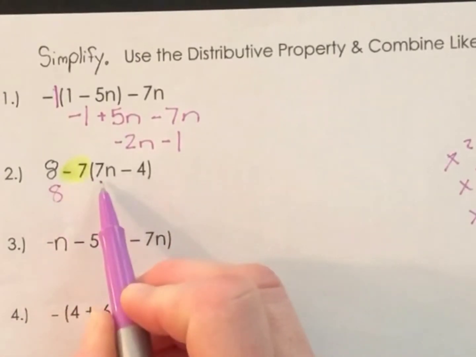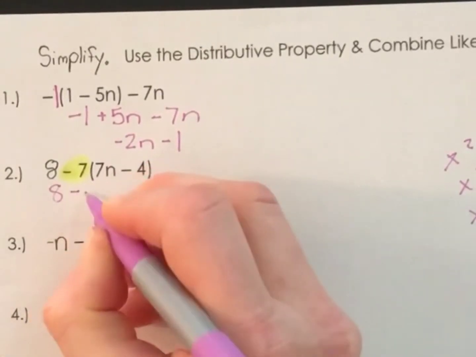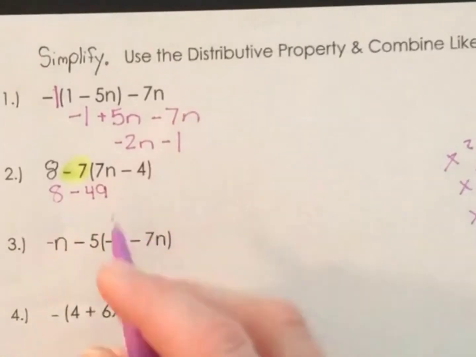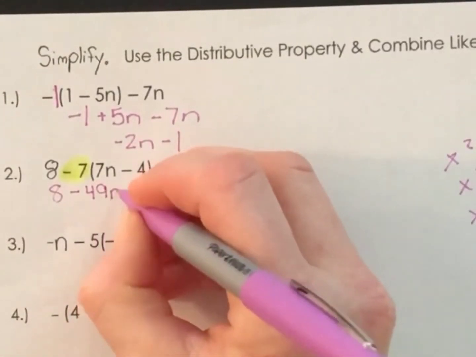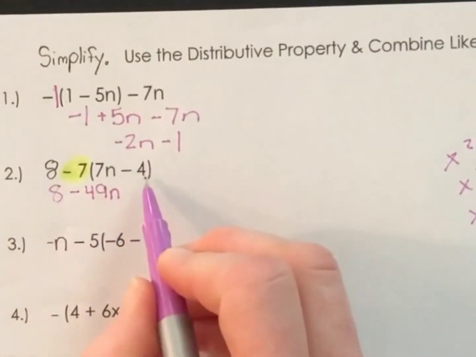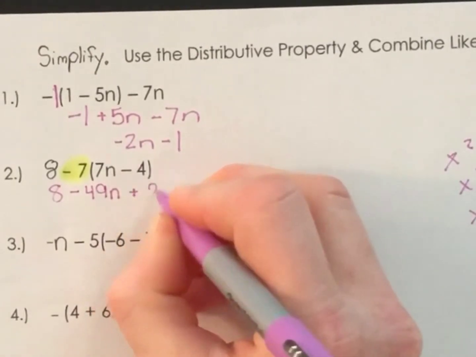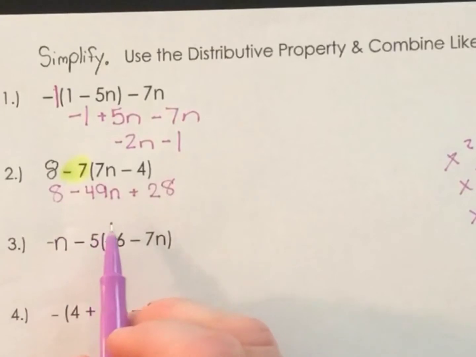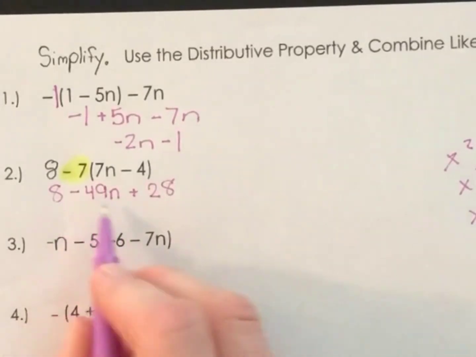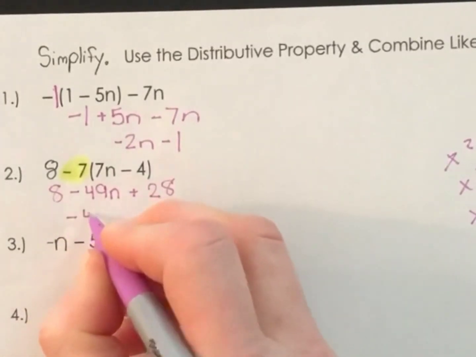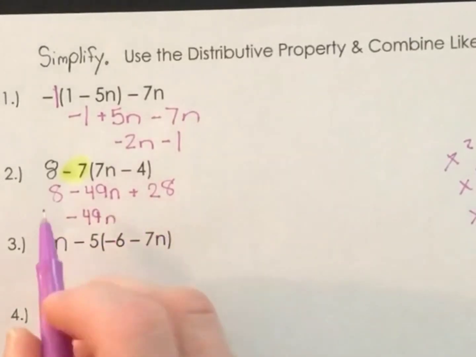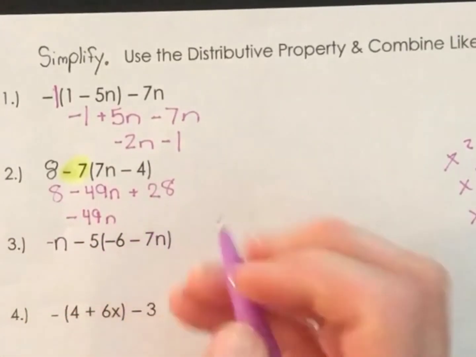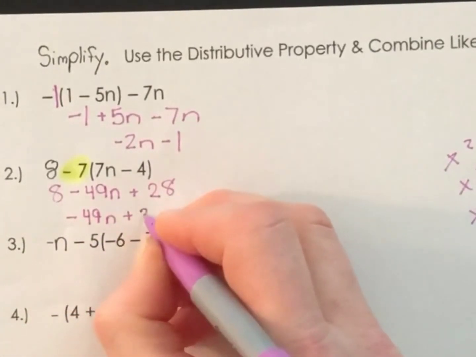Negative 7 times 7n is negative 49n. Negative 7 times negative 4 is positive 28. Now I'll simplify by combining the like terms, starting with my variable, negative 49n. Then I've got 8 plus 28 would be plus 36.